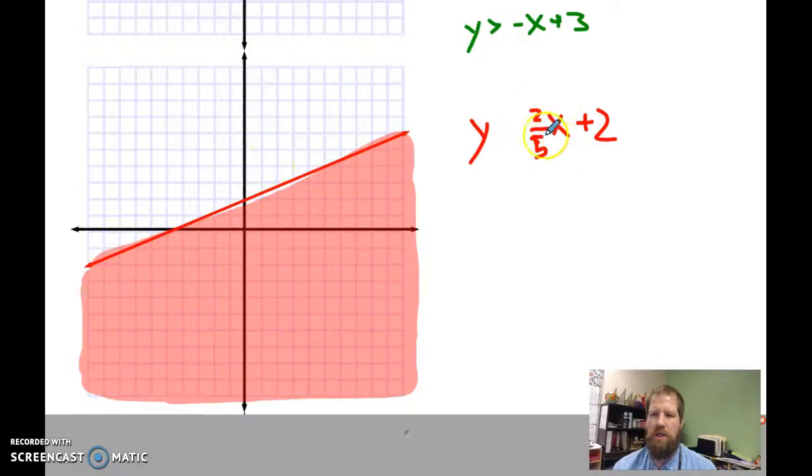Okay, so now I've got my slope, and now I can find my sign. The shade is below the line, so my y is going to be less than the line. My y values that will be a solution are less than my line. And then because it's a solid line, I know it's going to be or equal to. So it's y less than or equal to 2/5 x plus 2.